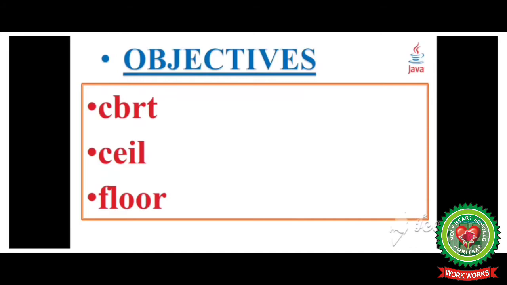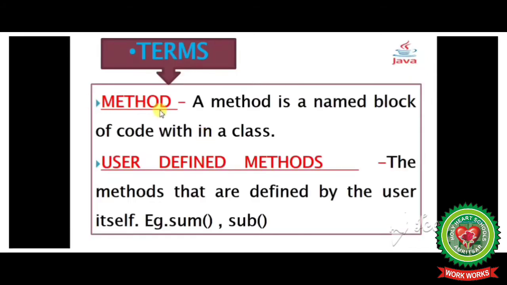So let's start with the definition. What is a method? A method is a named block of code within a class. It means we will write any code and give it a name. Like we will write the code to divide two numbers and the code name is div, or you can say the method name is div.